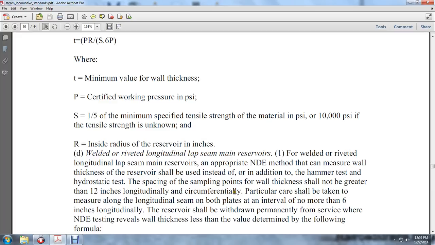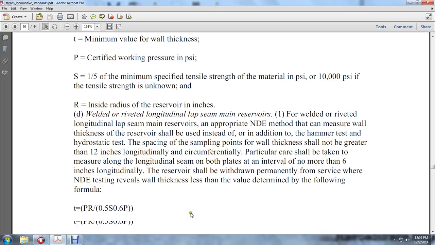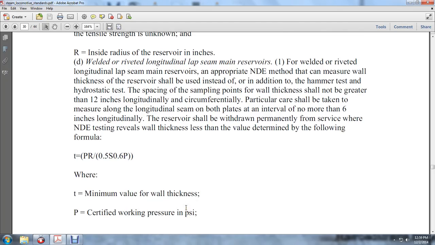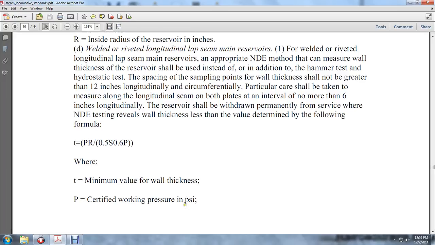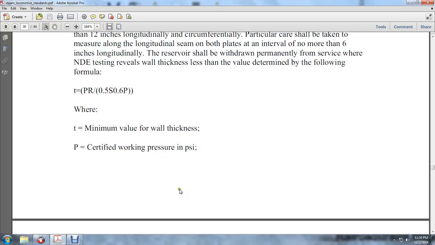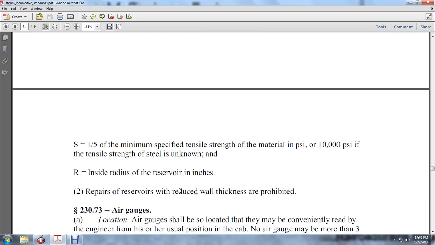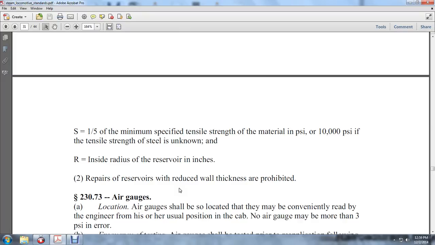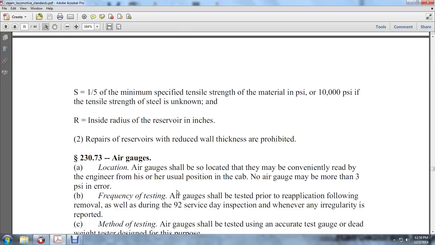Particular care shall be taken to measure the longitude seams of the boiler plates at intervals no more than 6 inches longitude. The reserve shall be withdrawn permanently from service if the NDE testing reveals the thickness of the value determined in the following formula. The minimum wall thickness divided by the certified working pressure divided by the tensile strength of 1/6 of the working pressure. Once again, same.